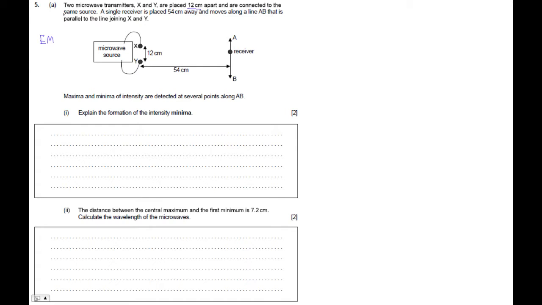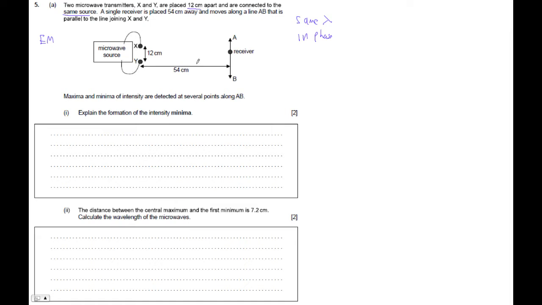Okay, so if they're connected to the same source, this means that they're going to be the same wavelength, right? And they're going to be in phase, more or less. But anyway, there they are, assuming these wires are the same length.